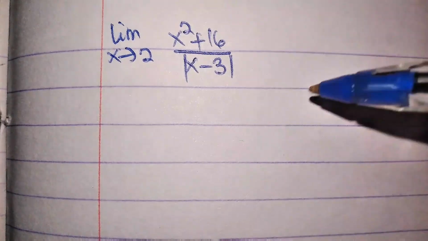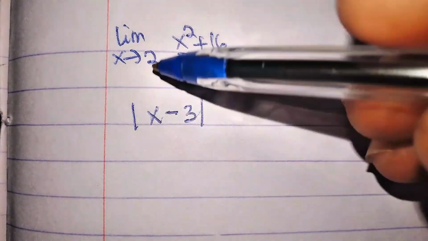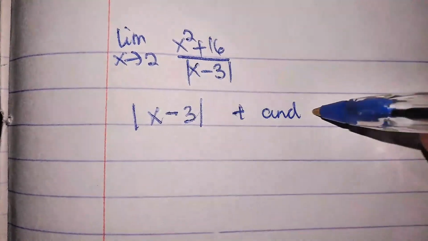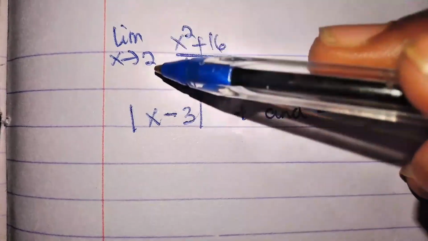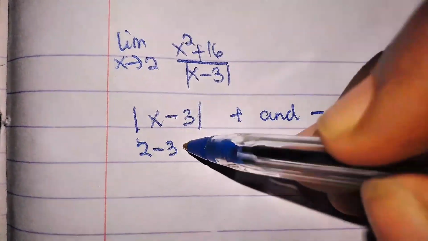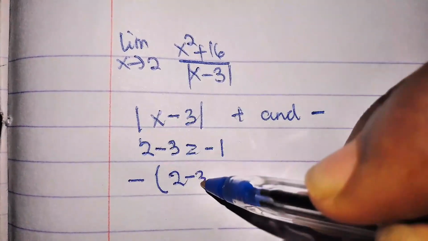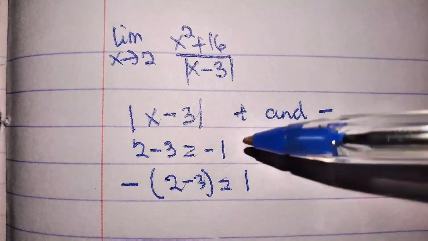Because we are dealing with the absolute value of x minus 3, we are going to deal with positive and negative numbers here. So let's start with the positive form. We have 2 minus 3, which gives us negative 1. Then with the negative form, we have negative of (2 minus 3), which is equal to 1. Now we are going to substitute.